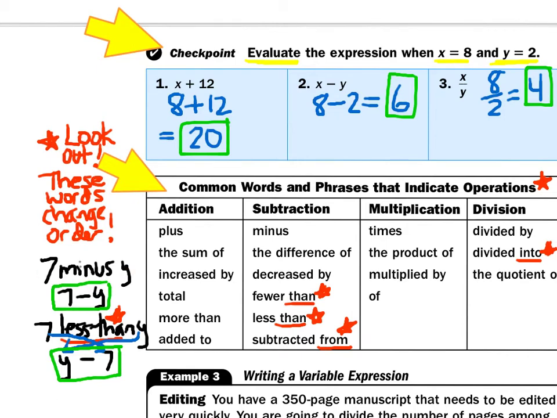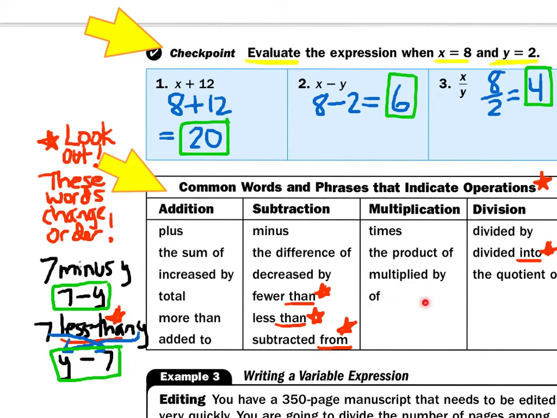7 minus y, I would translate that in algebra to just be 7 minus y. Nothing changes. But if I use the word 7 less than y, everything changes. Then when I translate it, the y has to come first, and the 7 has to come after the subtraction sign. So it actually becomes y minus 7. Now, some people say, well, what if I forget? Does it matter? Absolutely, because 7 minus 5 would be 2. But 5 minus 7 would be negative 2. So they'll give you two different answers.